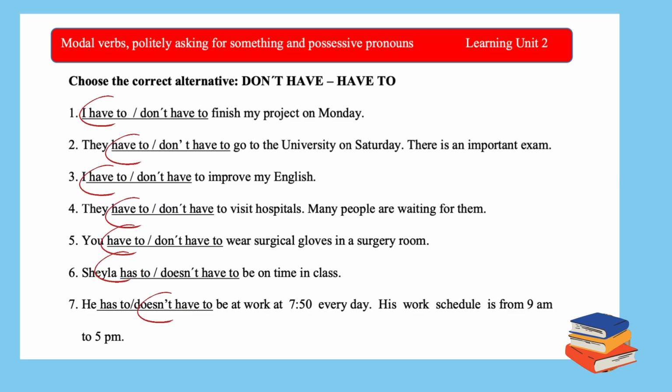Number 2. They have to go to the university on Saturday. One more time. They have to go to the university on Saturday. There is an important exam. Number 3. I have to improve my English. Number 4. They have to visit hospitals. One more time. They have to visit hospitals. Many people are waiting for them.